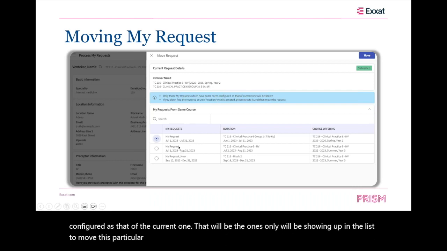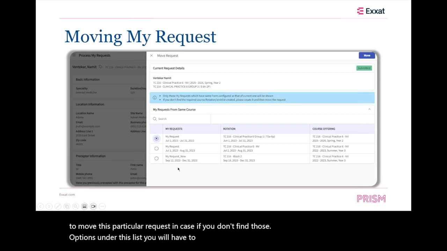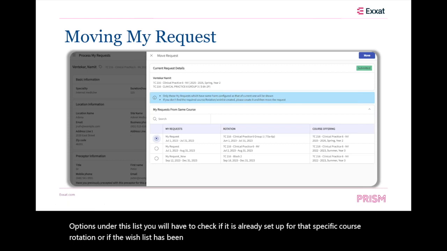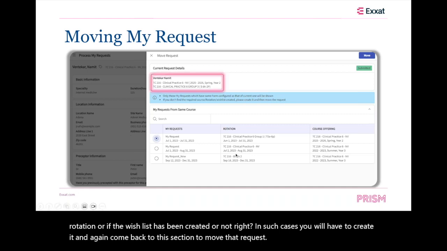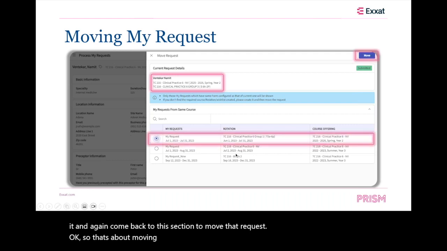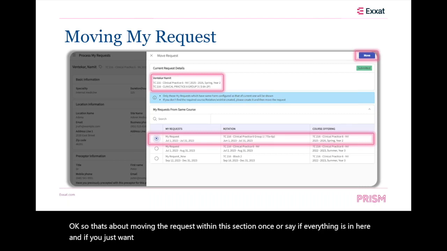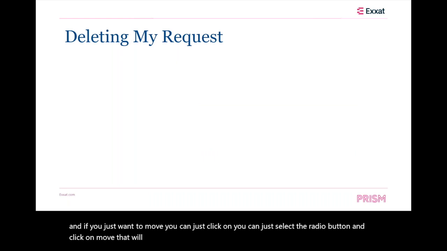In case you don't find those options under this list, you'll have to check if it is already set up for that specific course rotation or if the wish list has been created or not. In such cases, you'll have to create it and come back to this section to move that request. If everything is in place and you just want to move, you can select the radio button and click on move. That will take you to the next section.